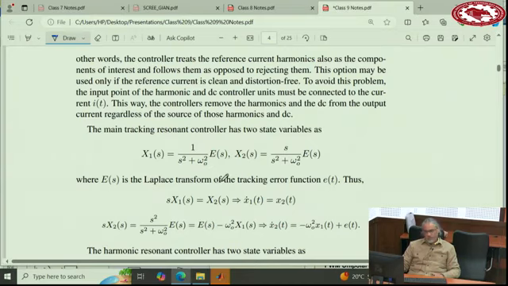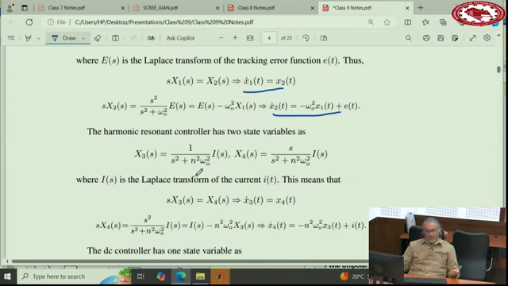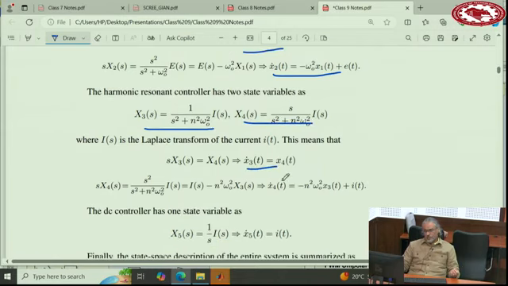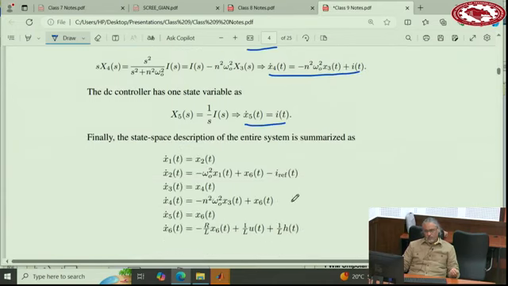Okay, the design stage is very systematic. Just write down the equations, x1 and x2 for the main resonant controller, and the state space equations will be this one. Then you have harmonic n, let's say harmonic 5. Two more equations for harmonic 5. And then one equation for DC. And then one equation for the plant. All together there will be 6 equations.